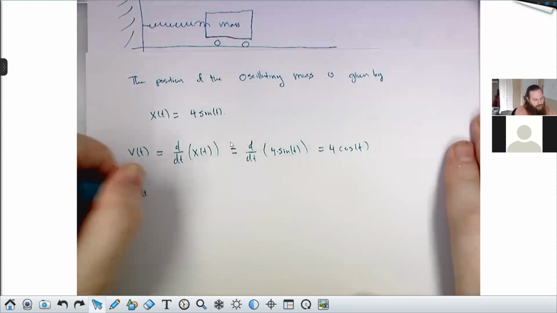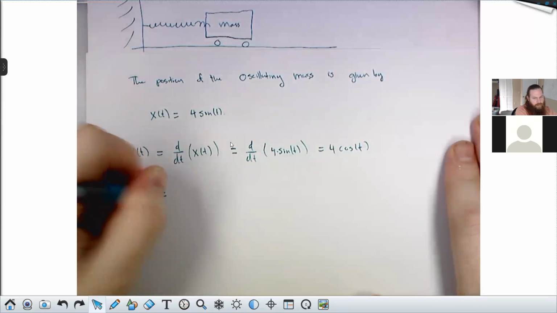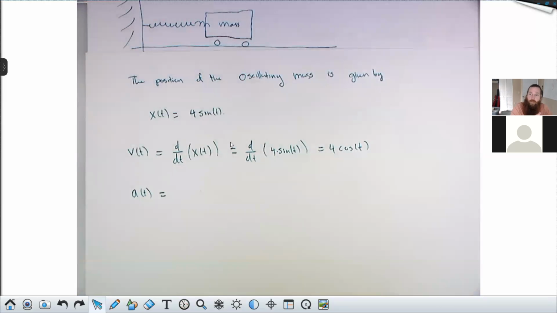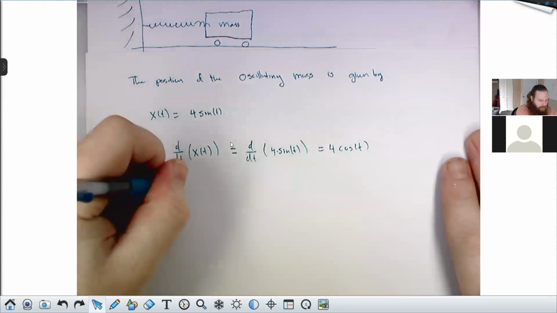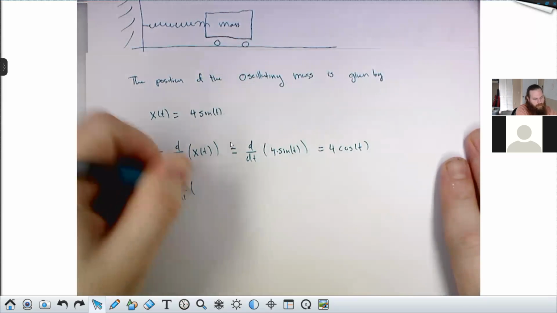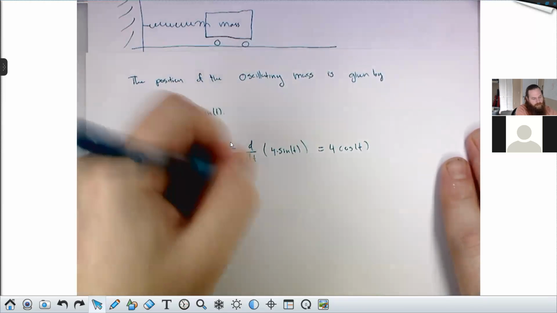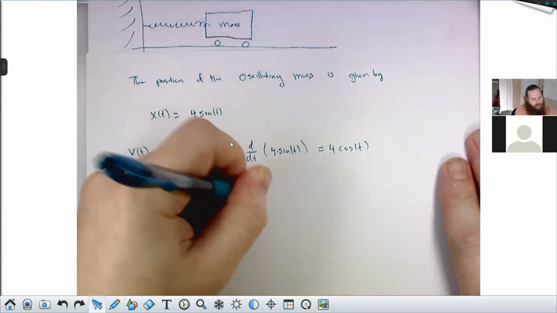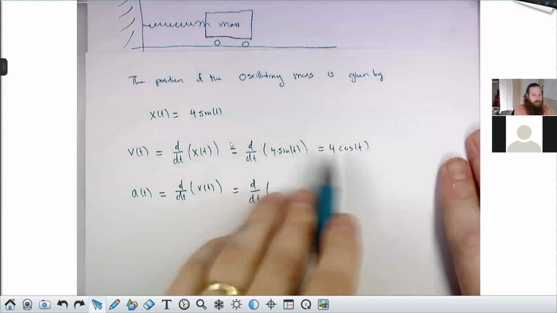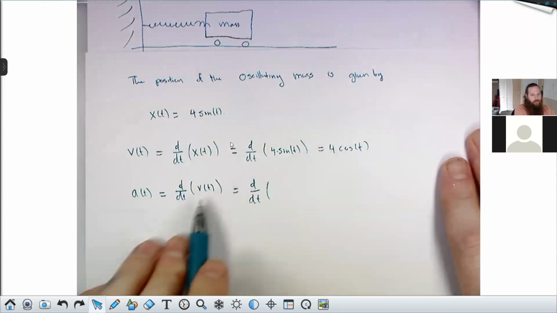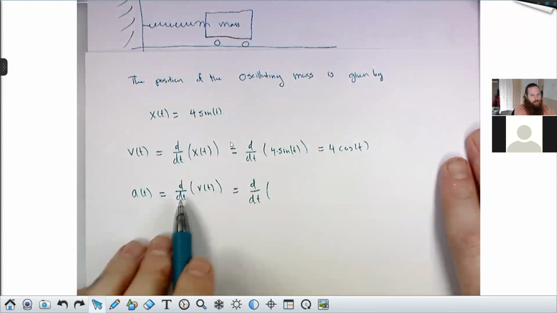And acceleration, thinking about what is acceleration, it's how quickly you're speeding up or how quickly you're slowing down. It's the rate of change of your velocity. So that's the derivative of your velocity function, which is the second derivative of your position. Now we already calculated the velocity. The velocity is 4 cos t. So if I want acceleration, that's the derivative of velocity.